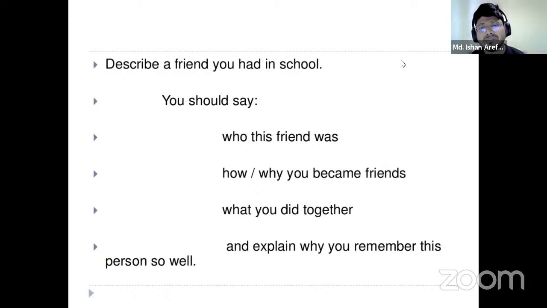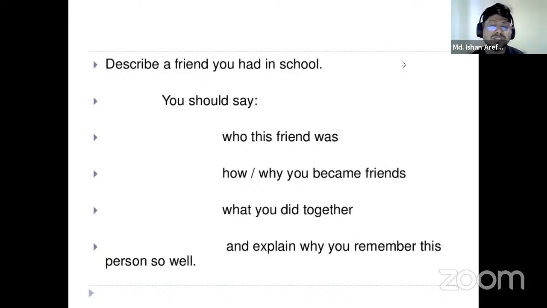So that's the answer of how you became friends. What you did together. So you can say that we played football together and we visited many places near our school. We used to go to the local playgrounds, as well as I used to go to his home and he used to come to mine, and we try to stick together even after school.